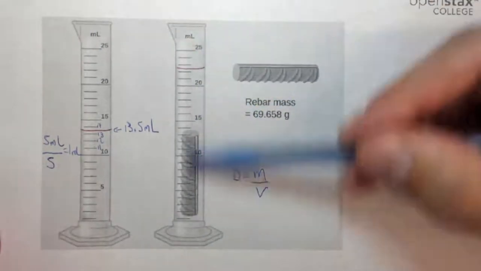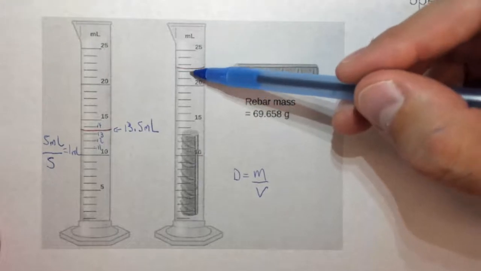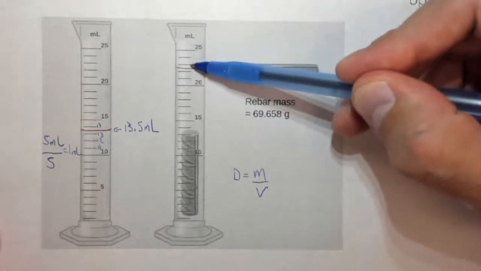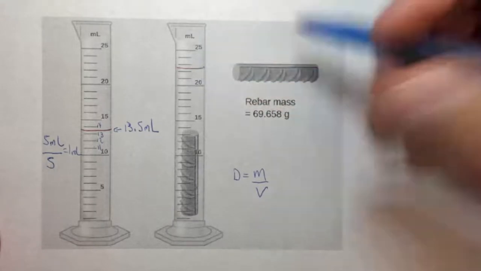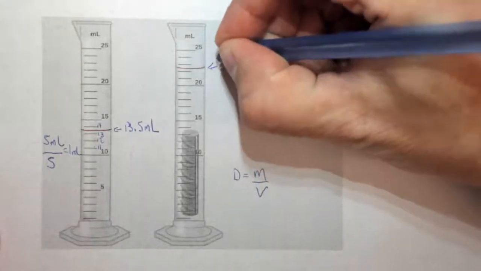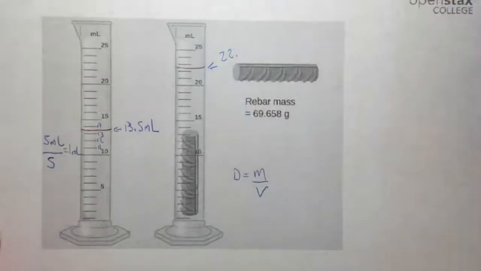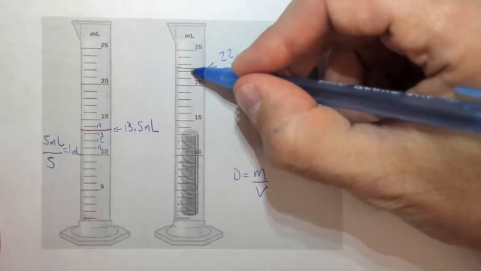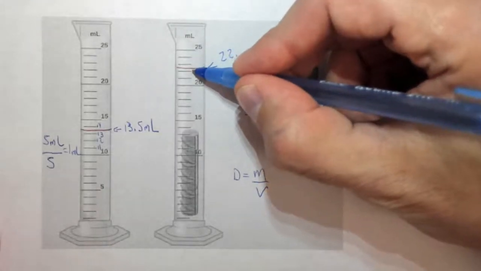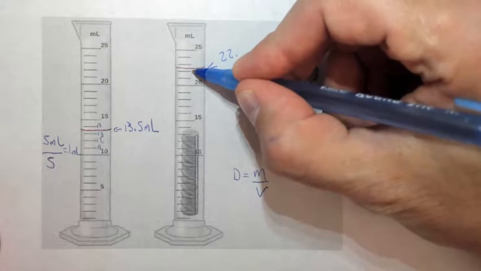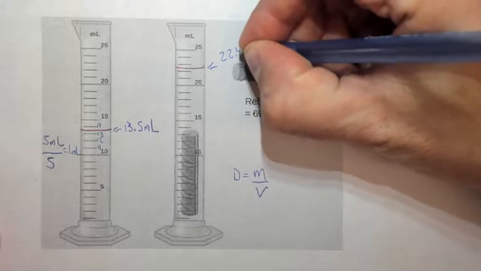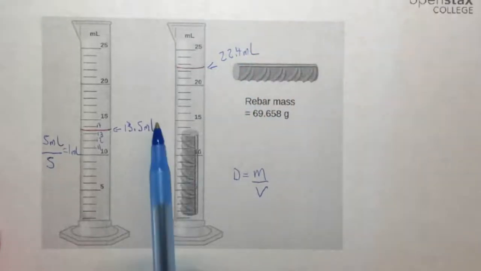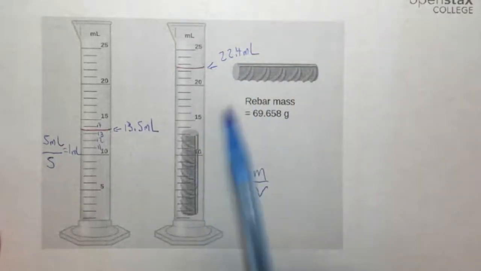Repeat the same thing for up here. Note that the graduations are the same, so this is 21, 22, and 23 milliliters. In this case, I'm between 22 and 23 milliliters, so I'm sure that it's 22 milliliters. Now I want to estimate a digit. In this case, to me, it looks like it's a little bit closer to 22 than it is to 23, so I'm going to call this 22.4 milliliters.